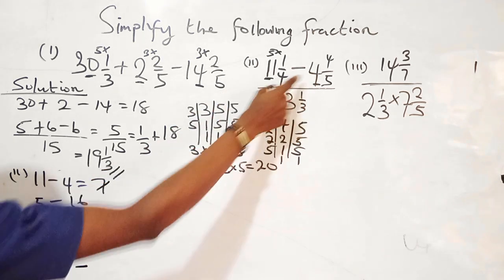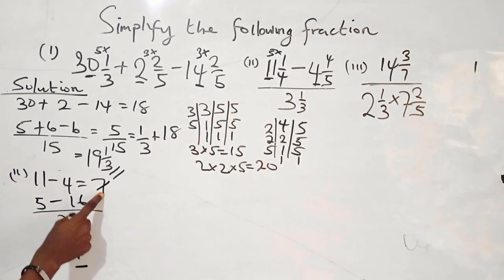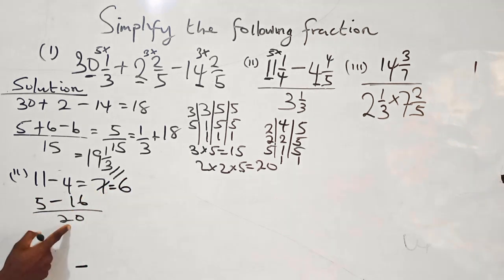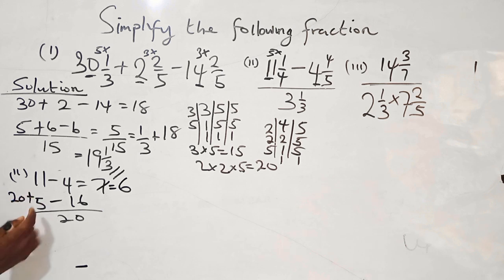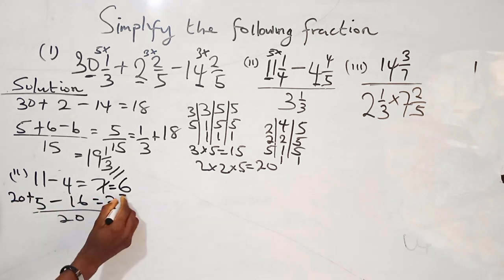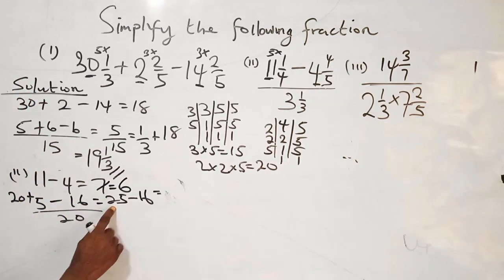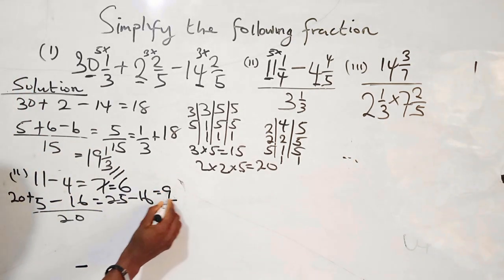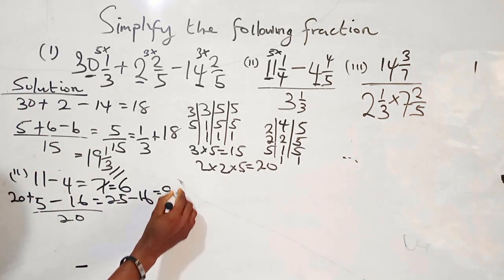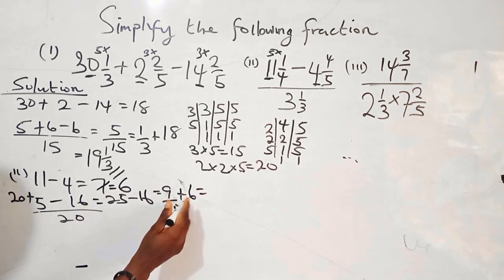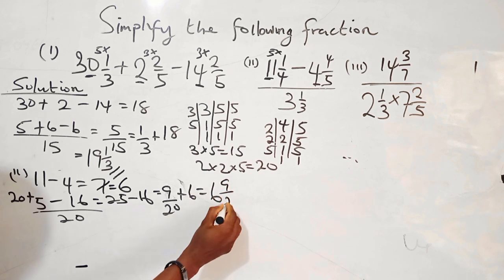We said 11 minus 4 is 7, so we borrow 1 from here, and we have 6 as a remainder. The 1 we borrowed returns as 20, and we add it to the first number here. So 20 plus 5 is 25. 25 minus 16 is 9, over 20. Do not forget what we have left here is 6. So we have 6 whole number 9 over 20.